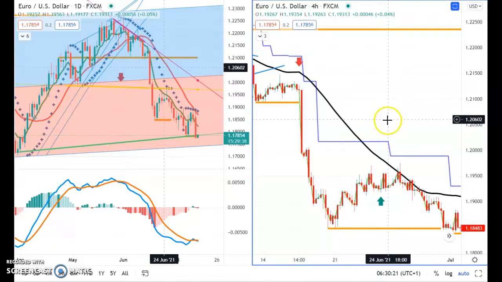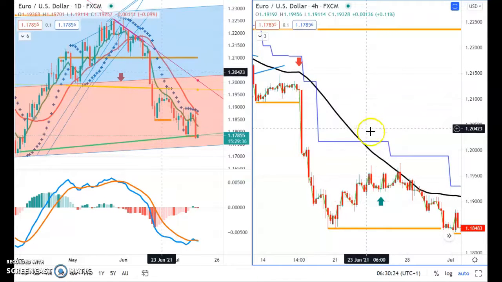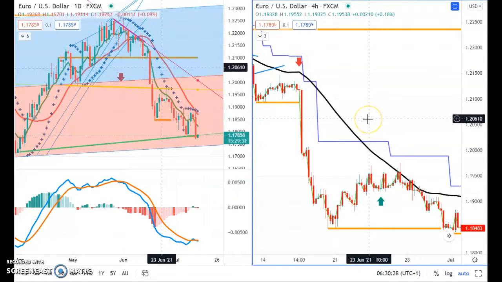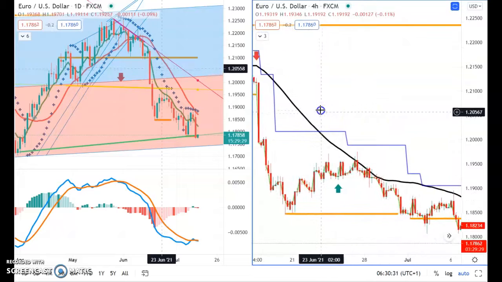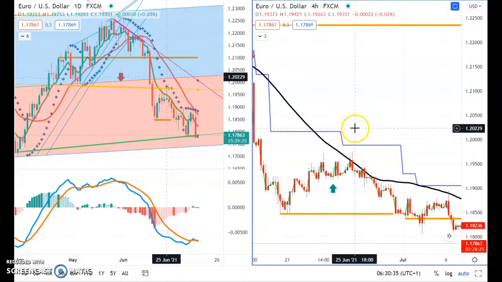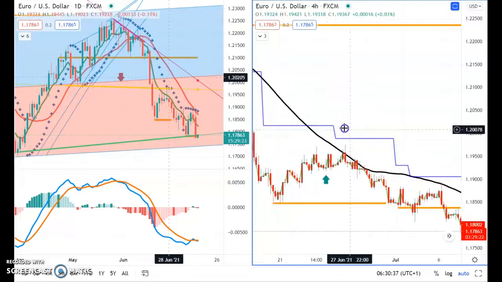Because it's a 4-hour chart, you're not looking at this every day. You may be changing this every few days. 10 minutes a day probably is the maximum you would need to look for new positions and to move your stops to break even or to lock in profits.